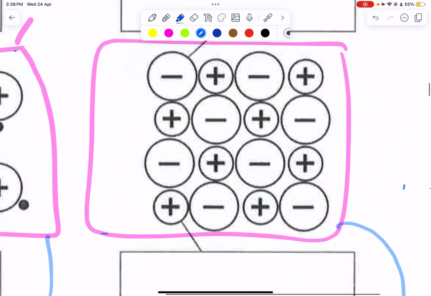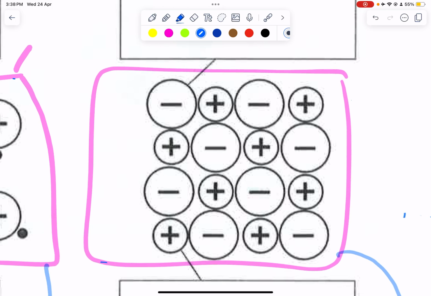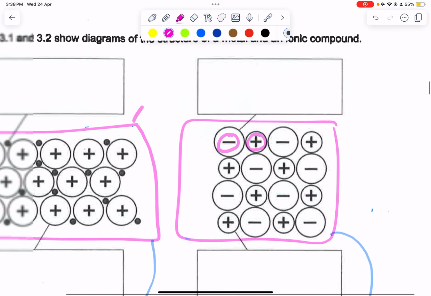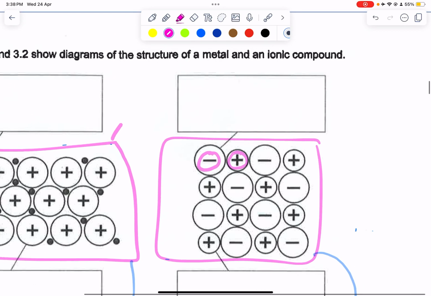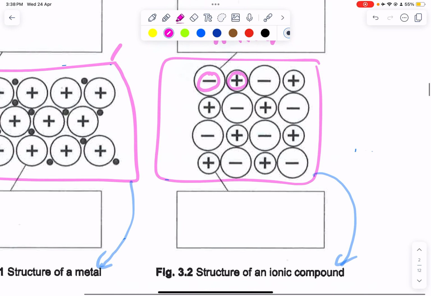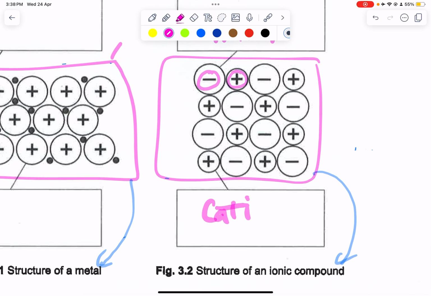How do I identify that as an ionic compound? As you can see over here, there is clearly a positive charge and a negative charge. So these are the ions within an ionic compound. So if they ask you in this question what all these negative ones are, the negative is of course my anion. The positive ones, of course, are my cation or the positive ion.